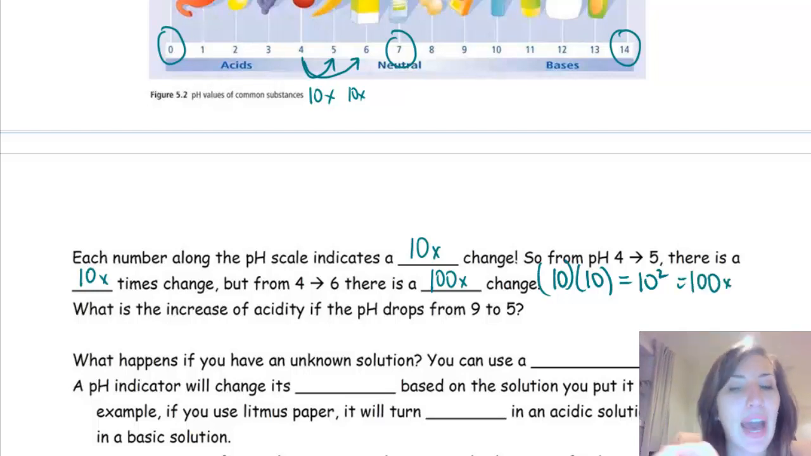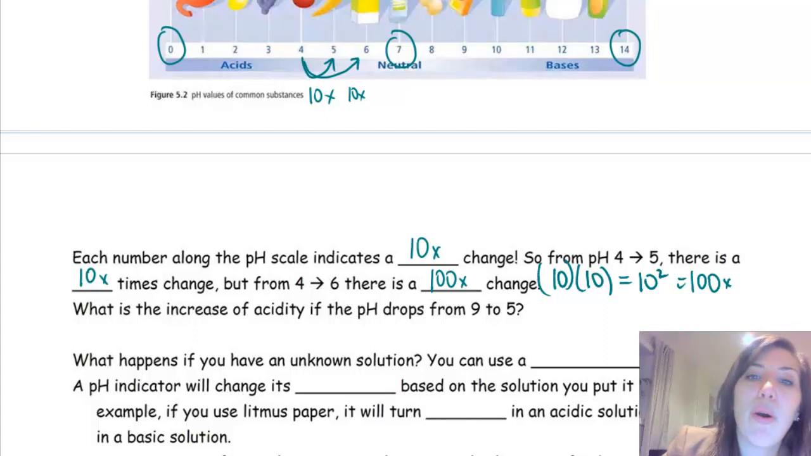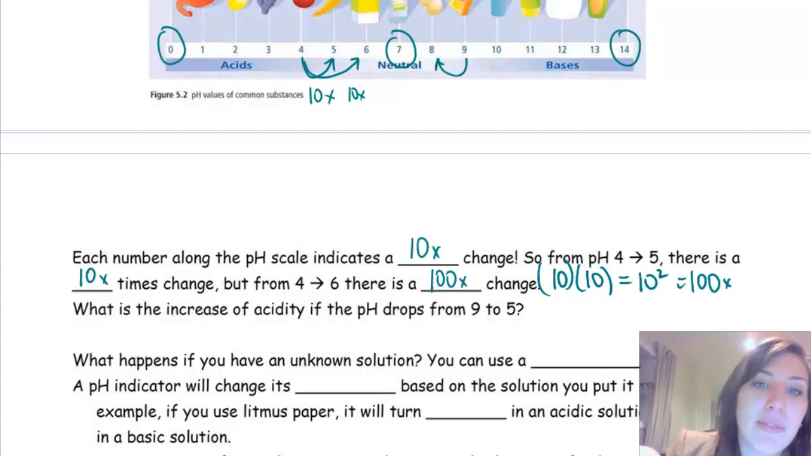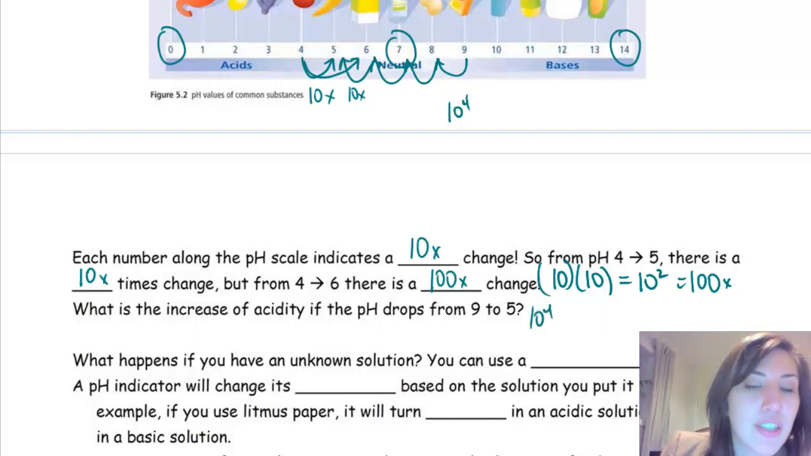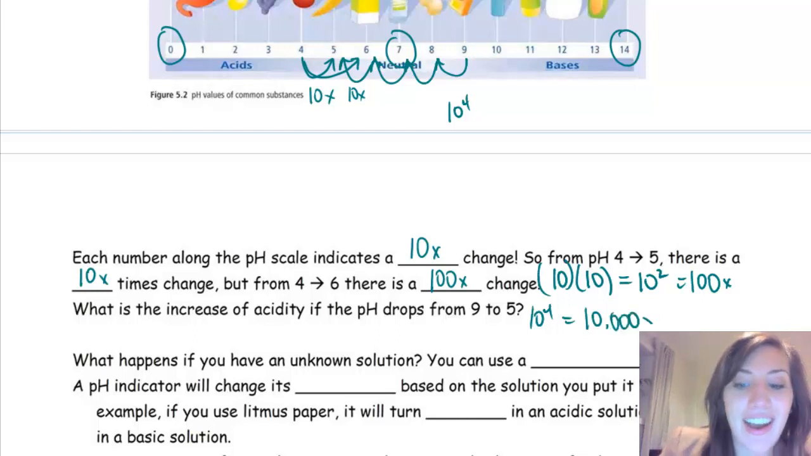So if you have a pH at 9 and it drops down to 5, what was the increase of acidity? How acidic is it now? How many times greater? Well, we're going 10 times 10 times 10 times 10. So 10 to the 4, because 4 times, equals 10,000 times more acidic now that it's at a pH of 5. That's crazy. That's a lot.